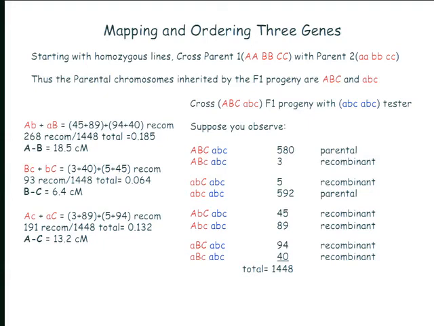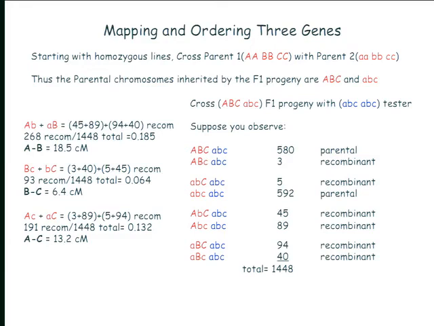The third possible combination is between A and C. Our recombinant alleles are going to be big A, little c, or little a, big C. So big A, little c, here are 3. Big A, little c, 89. Little a, big C, 5. Little a, big C, 94. We add all of those together, get 91 recombinants out of 1,448, 0.132. So the map distance between A and C is 13.2.